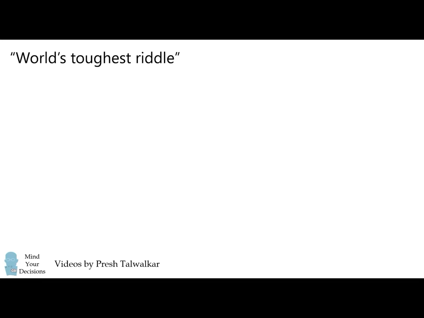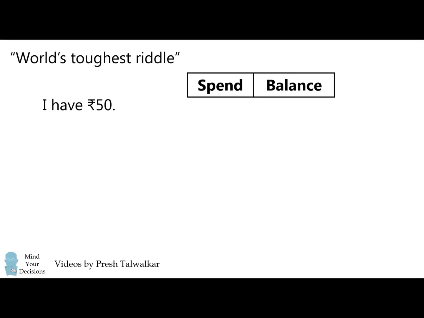Toughest riddle, and it's going viral in India. I have 50 rupees. Let's do some accounting on how I spend it. If I spend 20, I'll have a balance of 30. If I then spend 15, I'll have a balance of 15. If I then spend 9, I'll have a balance of 6. And if I spend that 6, I'll have a balance of 0.